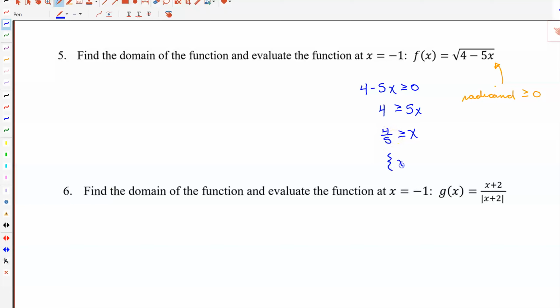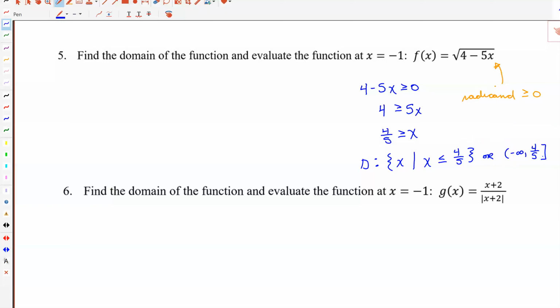Or if I want to write this in set builder notation, the domain is the set of all x's such that x is less than or equal to 4 fifths. Or if we had to write it in interval notation, my domain would be from negative infinity up to 4 fifths with a bracket on the 4 fifths. Alright, so that's going to be the domain for this one.